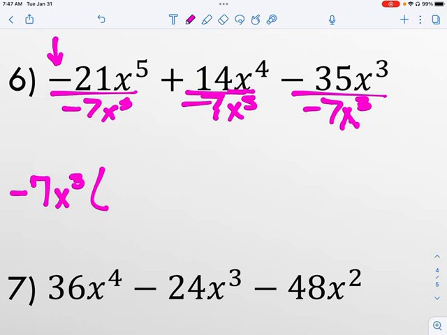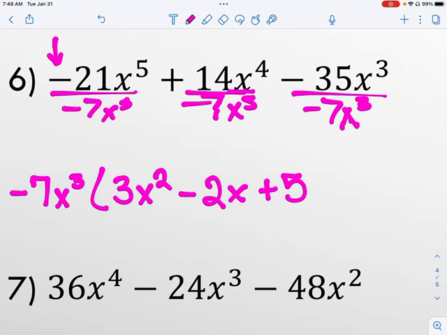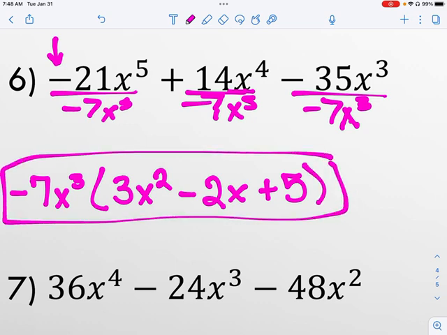Okay, so now when we divide, negative 21 divided by a negative 7 is a positive 3. I had 5 x's, I took 3 of them, so I'm left with 3x squared. On the second one, I have a positive 14 divided by a negative 7, that's a negative 2. I have 4 x's, I take away 3, I'm left with 1x. The last one, I have a negative 35 divided by a negative 7, that's a positive 5. I have 3 x's, I take away all 3, and that would be my factored form.